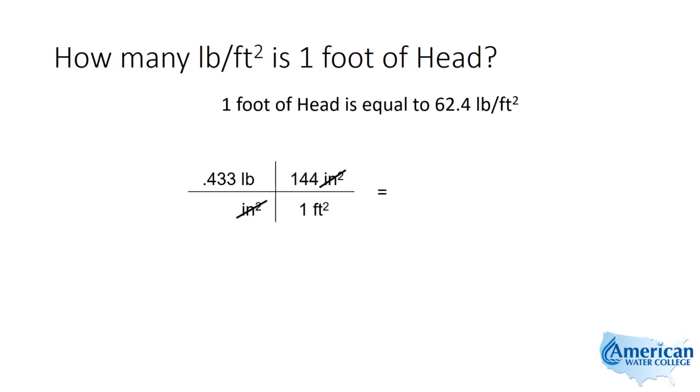So when we convert PSI to pounds per square foot, we come up with 62.4 pounds per square foot. And you can hopefully see the relationship between this head, this 1 foot of head, and a cubic foot. If we give it that other dimension, we'll have 62.4 pounds per cubic foot. So there's the relationship between pressure and the weight of a cubic foot of water.